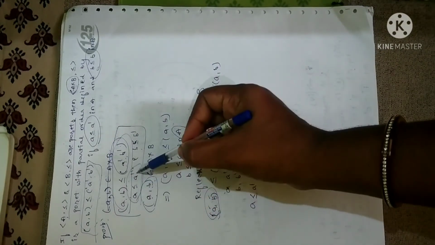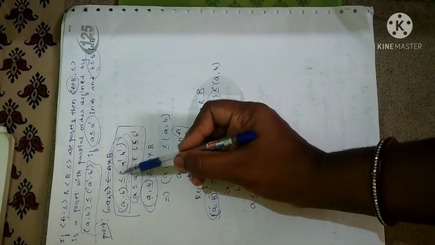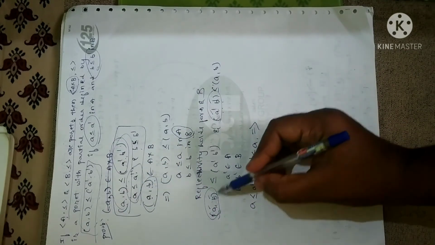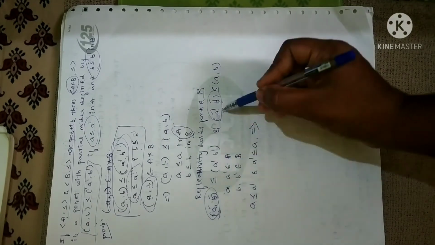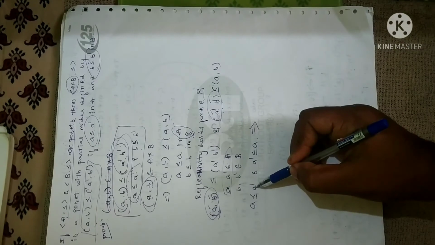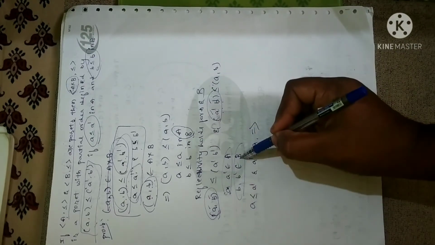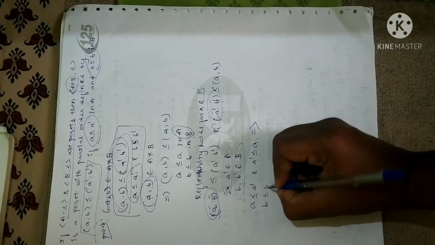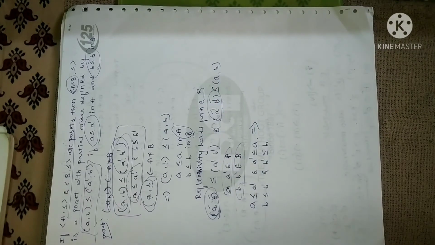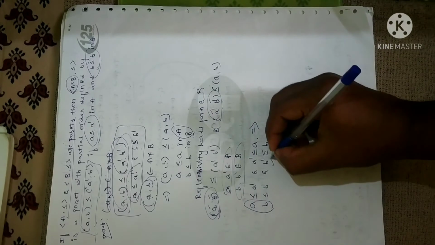Now a ≤ a' when (a, b) satisfies this condition. So that is what I have written. Fine. a and a' are in A and b and b' are in B. So if a and a' are in A, I can write a ≤ a'. And b and b' are in B, I can write b ≤ b', and moreover b' is also less than or equal to b. Fine. This is one pair of elements.